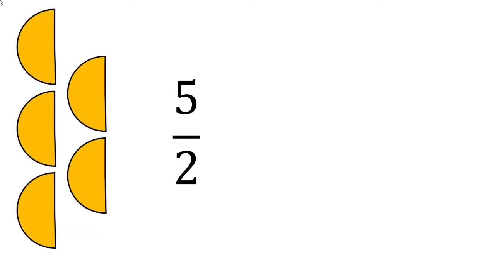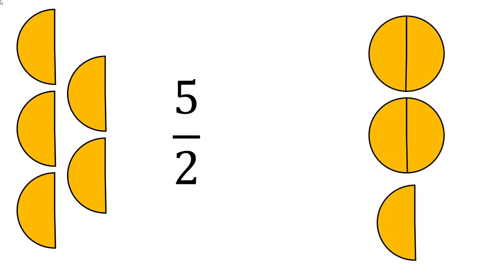Well, let's draw 5 halves. There are 5 halves. I've chosen a circle because it's nice and easy to illustrate what's going on. There are 5 halves. Now there is a different way that we could arrange those. And we could choose to group the halves together where possible to make wholes. How many halves do we need to make a whole? 2. So let's combine 2 and then 4 and then have 1 left on its own. So that's 2 wholes and 1 half left over.